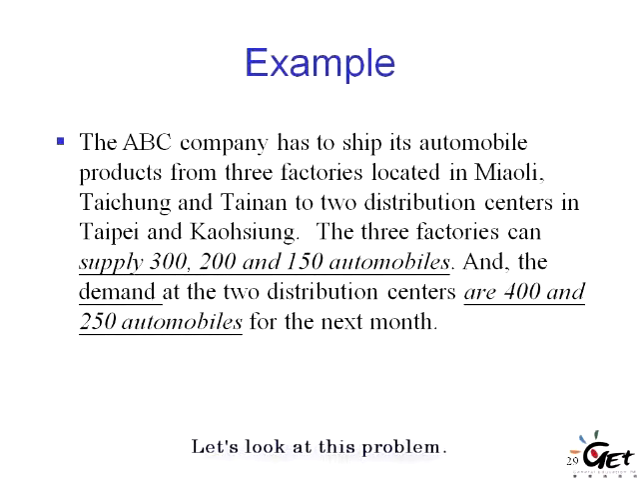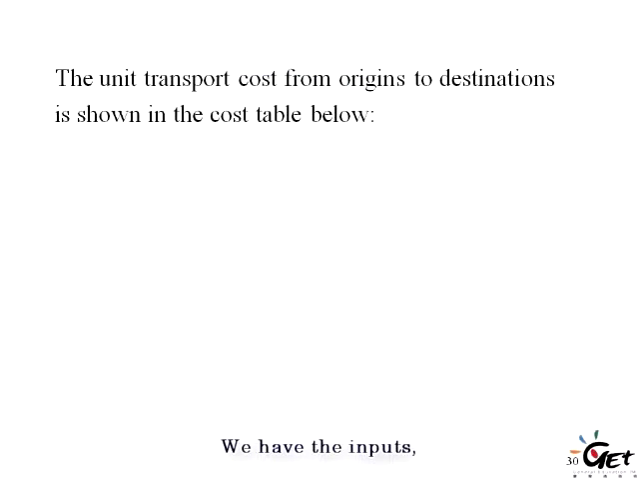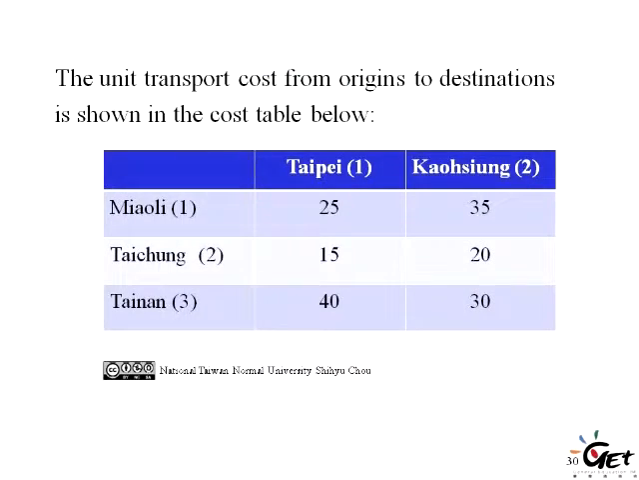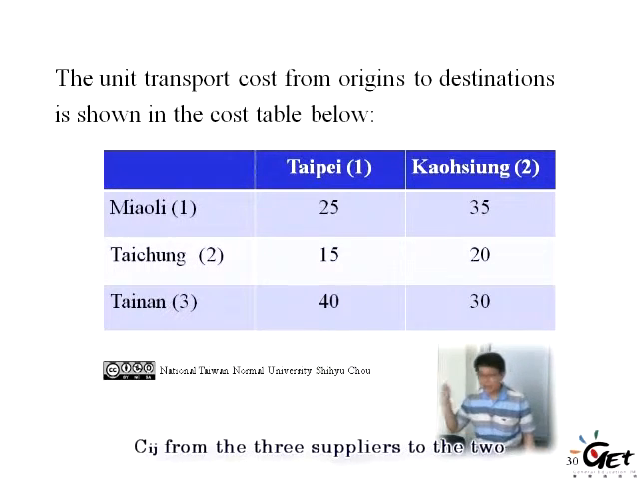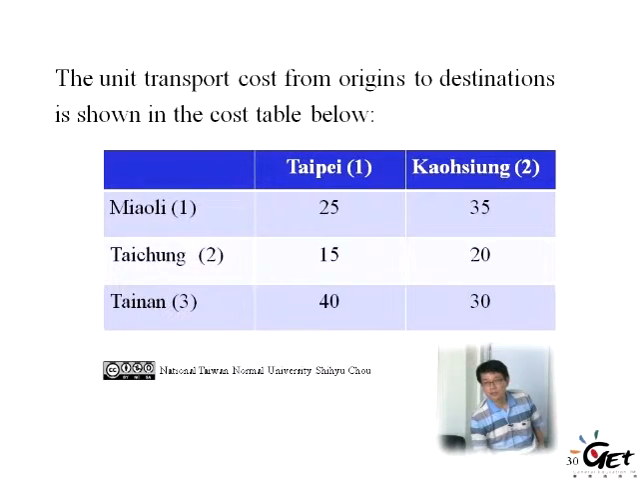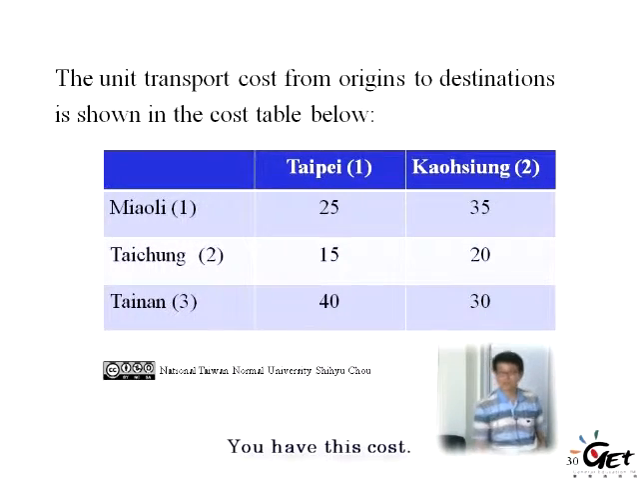Okay, let's look at this problem. We have the inputs, the parameters. Through some investigation, some survey or data collection, you have the unit cost Cij from the 3 suppliers to the two distribution centers. Right? You have this cost.